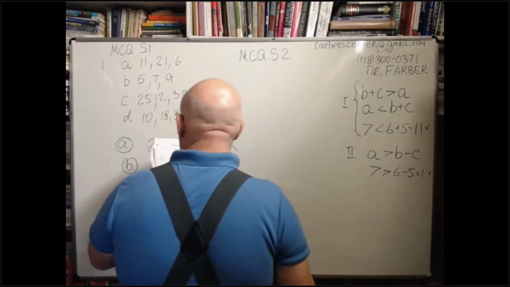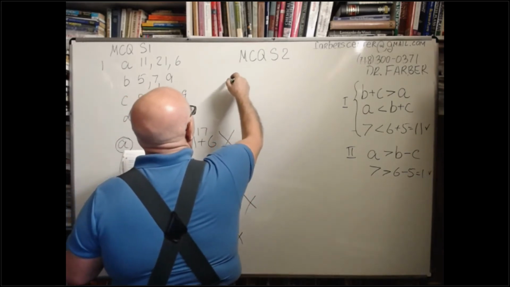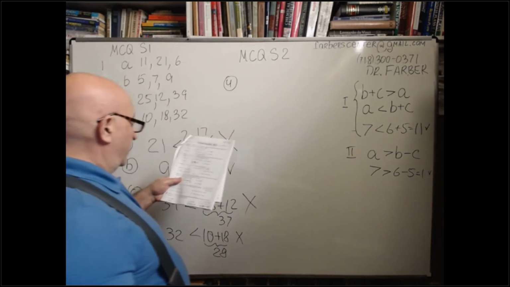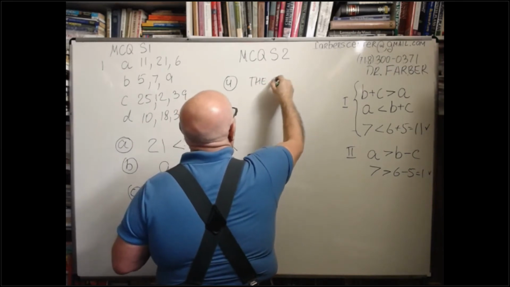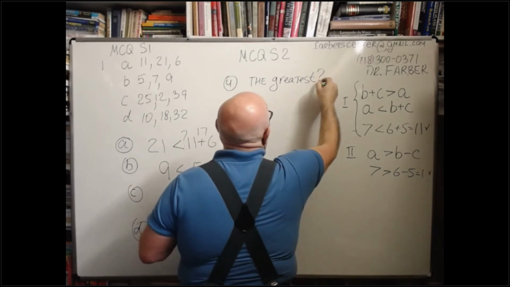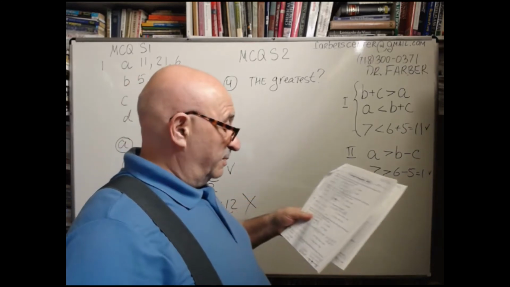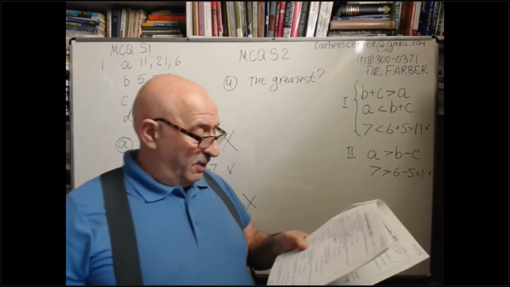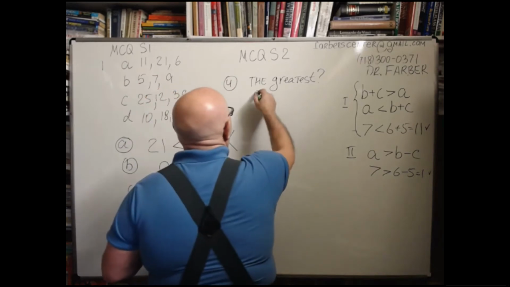we have a question about least and greatest. For instance, number 4. Which of the following is the greatest possible number or measure of the third side of a triangle if the other sides measure 6 and 14? We have 6 and 14.